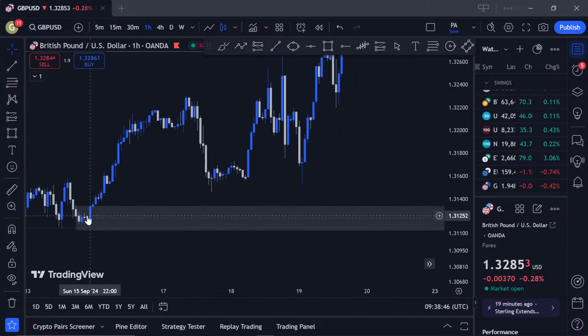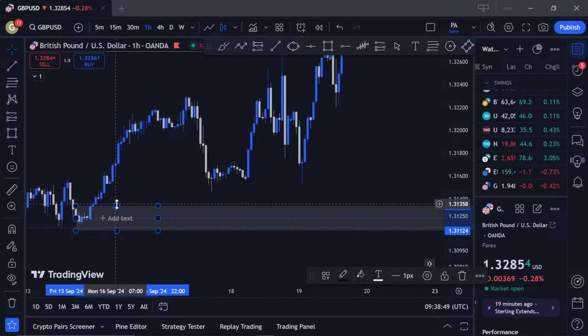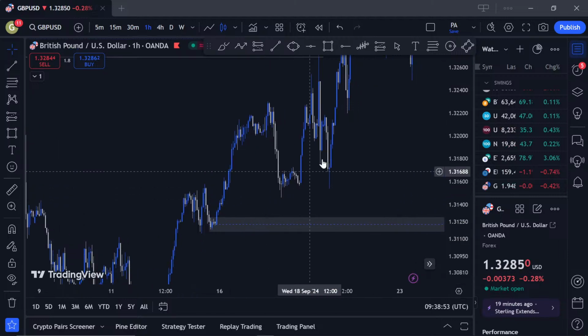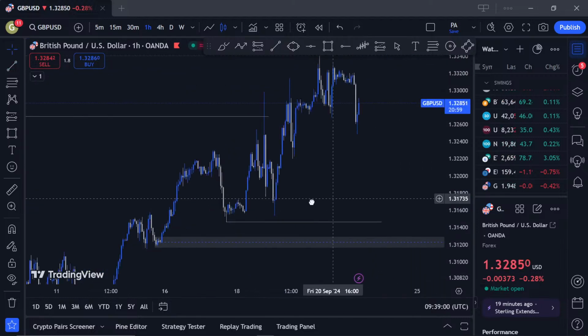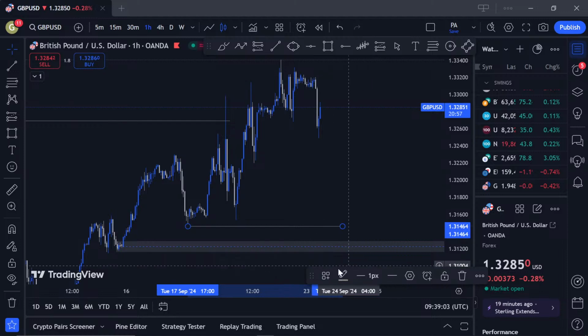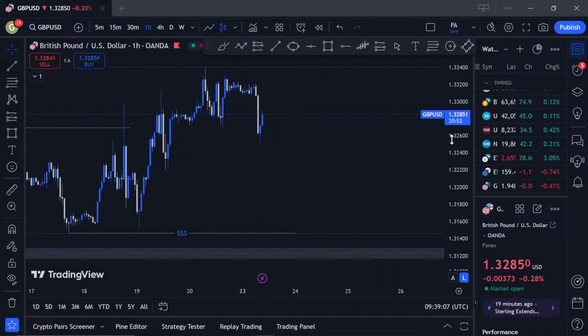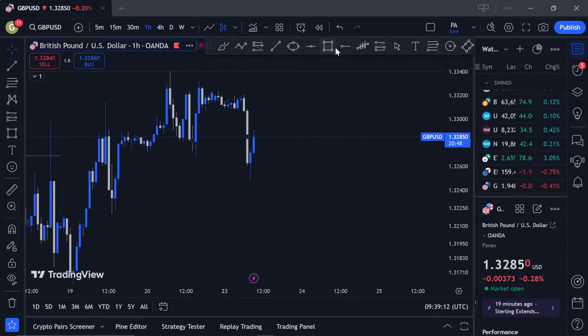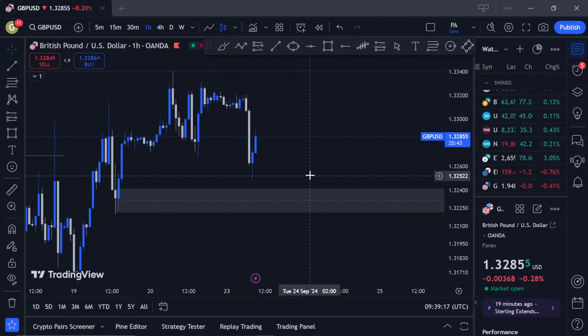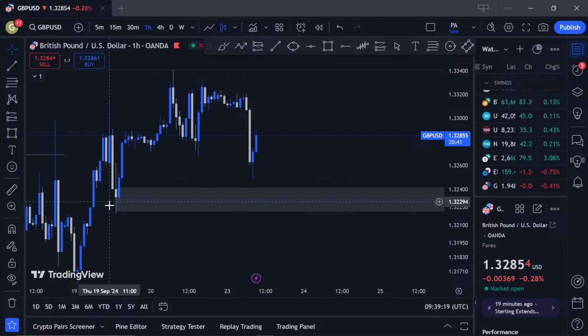Now here we have, let me just modify it. We have our demand level right here, and then this low here being our liquidity level. For those of you who don't know, liquidity is simply free cash flowing in the market that most of the big guys will wipe out before they start moving in the right direction. That is the first level right there, and here is the second demand level. These are the two levels we actually have in this market.